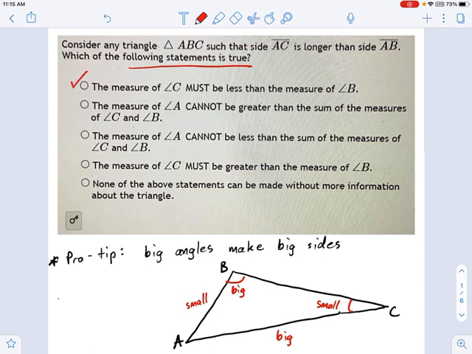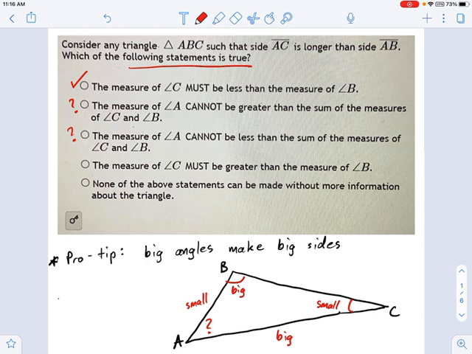Let's go through the rest of these just for a moment, because who knows, maybe I'm oversimplifying. The measure of A cannot be greater than the sum of C and B. I think A could be greater than those two, because we don't know anything about A. A is just a question mark. So I can't say for sure whether the statement must be true. The measure of A cannot be less than the sum of the measures of C and B. Again, I don't know anything about A. Okay, so it's asking me questions about things I have no idea what they are.